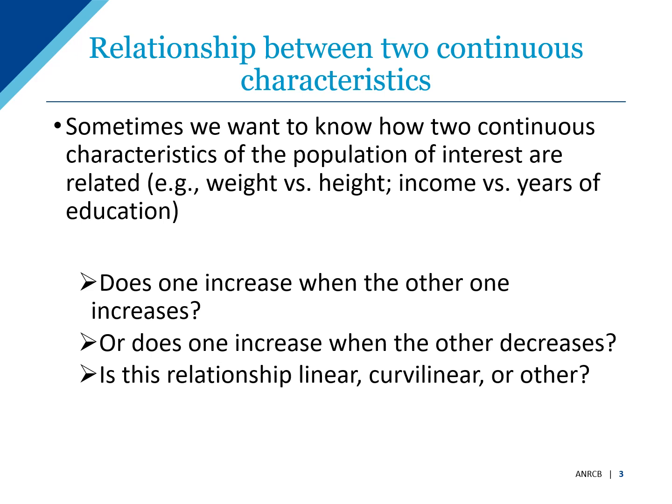Sometimes we want to know how two continuous characteristics of our population of interest are related, such as weight and height, or income versus years of education. Does one variable increase as the other variable increases? Or does one variable increase as the other variable decreases? What kind of relationship is there between the variables? Is it linear, curvilinear, or something else?